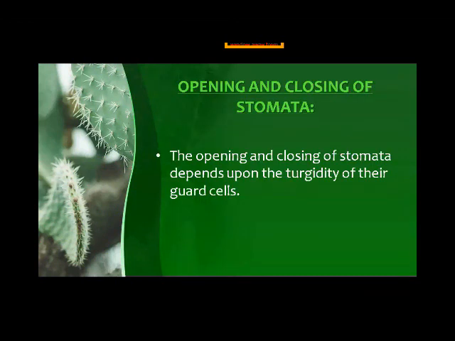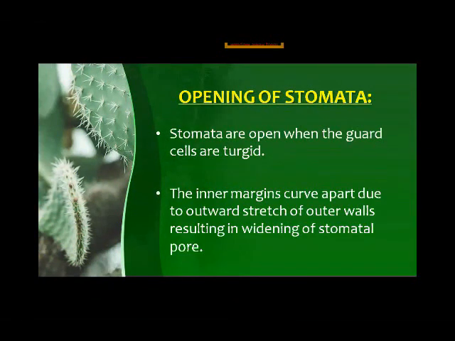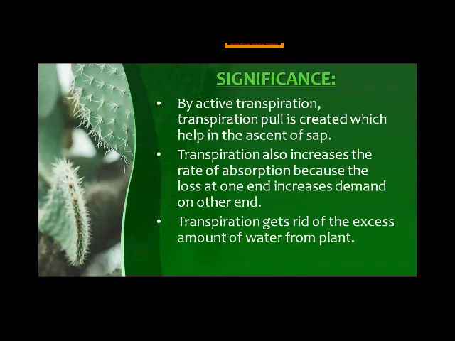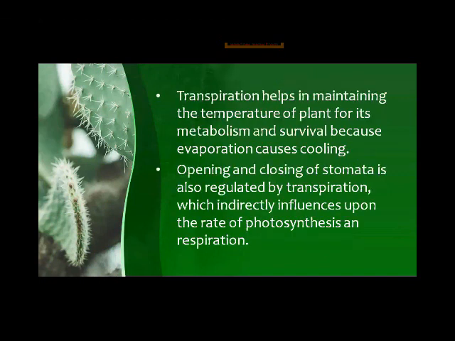Today we discussed the role of stomata in opening and closing, and how the opening and closing of stomata depends upon the turgidity of the guard cells. We learned what turgidity is and what the importance of turgidity in plants is, and also about the guard cells. We learned the mechanism of opening of stomata and the mechanism of closing of stomata, how the stomata close, because of the inner margins. Today we learned the significance. I discussed with you the five significances of transpiration.